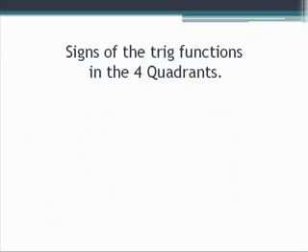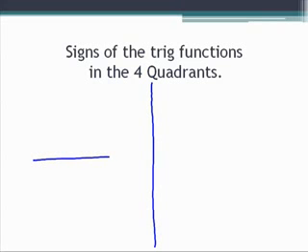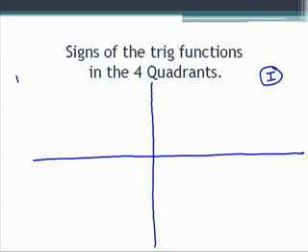Now, we want to find the signs of the trig functions in the 4 quadrants. All right, so let's just draw a big axis here. This is quadrant 1, and then 2, 3 and 4.